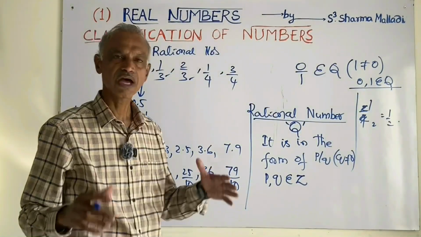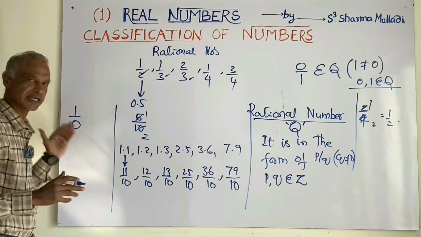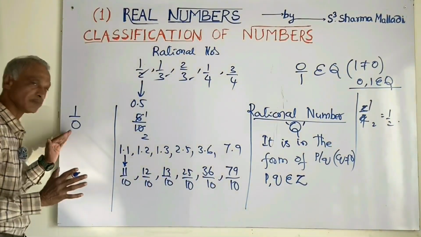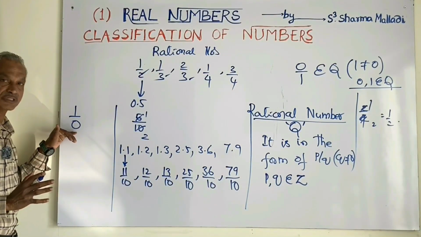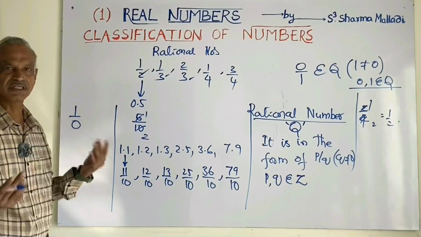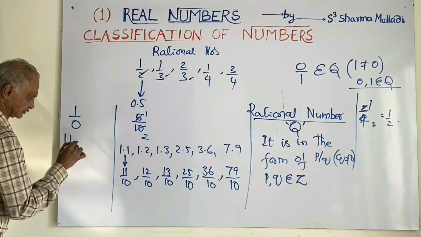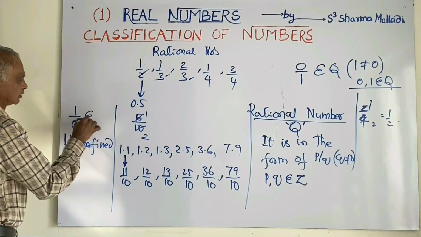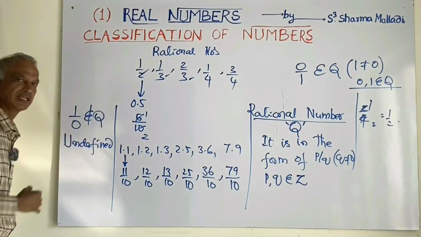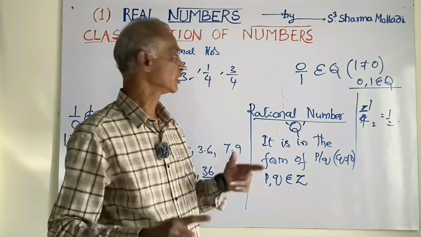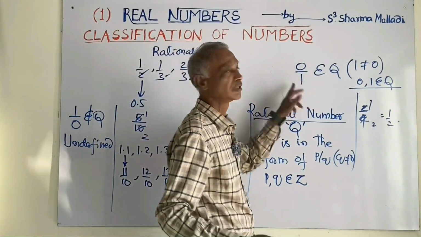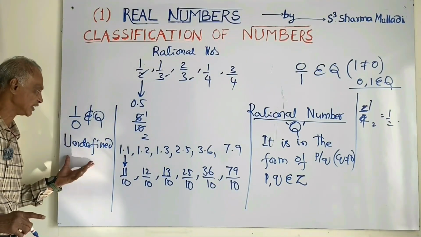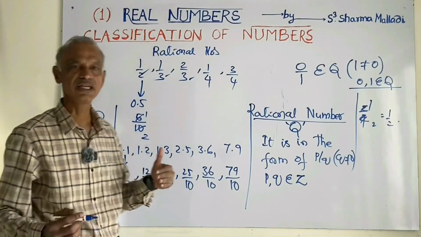You have a doubt whether 1 by 0 is a rational number or not. It is not a rational number. It cannot be defined, undefined. It does not belong to rational numbers, because Q should not be equal to 0, but here Q is equal to 0. That's why 1 by 0 is undefined. It does not belong to rational numbers.